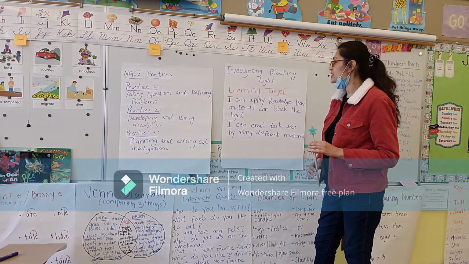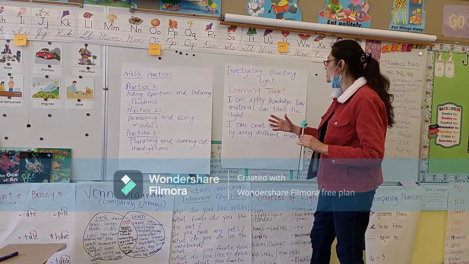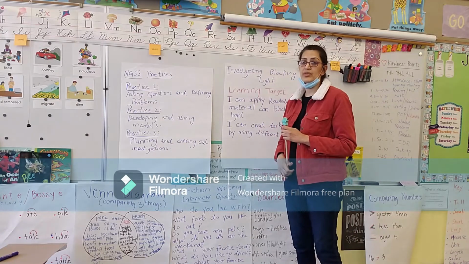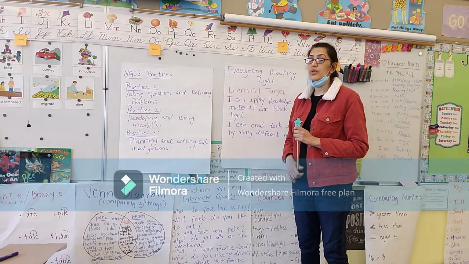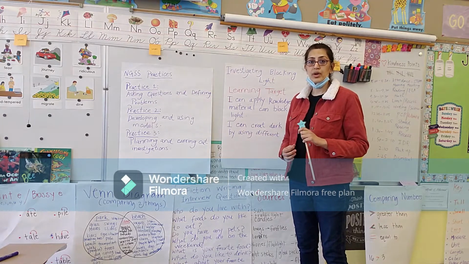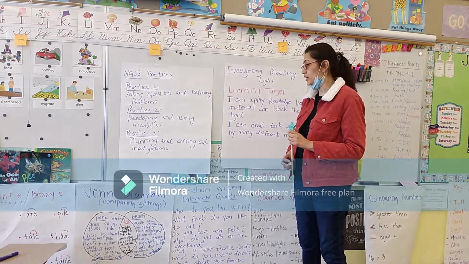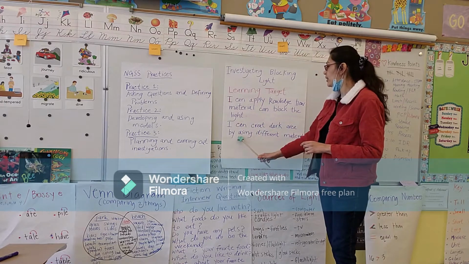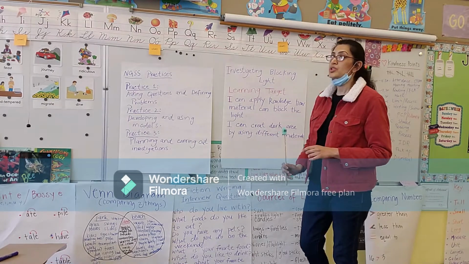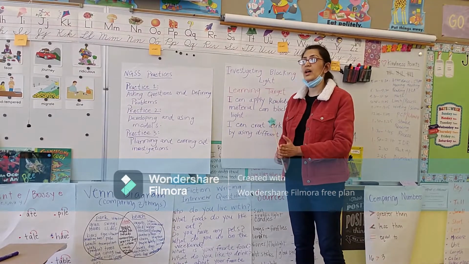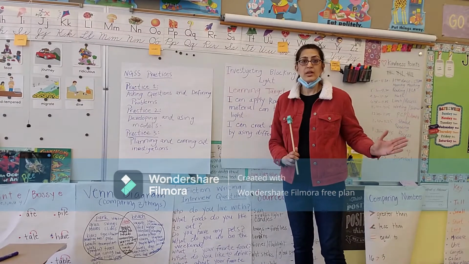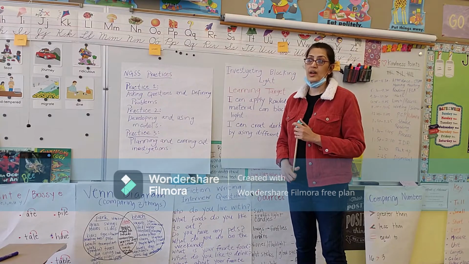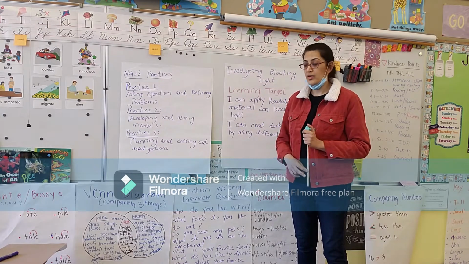The first is: I can apply knowledge of how materials can block the light. We use different materials in order to identify which materials block the light and which materials don't block the light. And I can create a dark area by using different materials. Some materials can block the light and make the surface area darker, and some materials do not block the light and do not make the area darker.